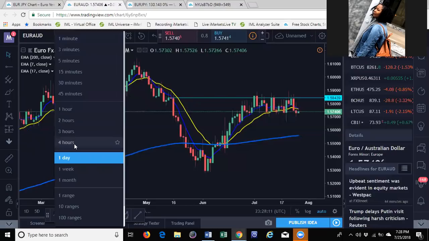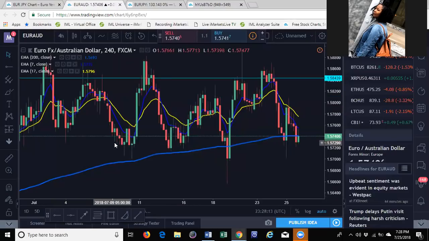Okay, so go back to the 4 hour. You can see here on the 4 hour that we have just a lot of EKG movement, right? Up, down, up, down, up, down, up, down, up, down. You see what I'm saying here?